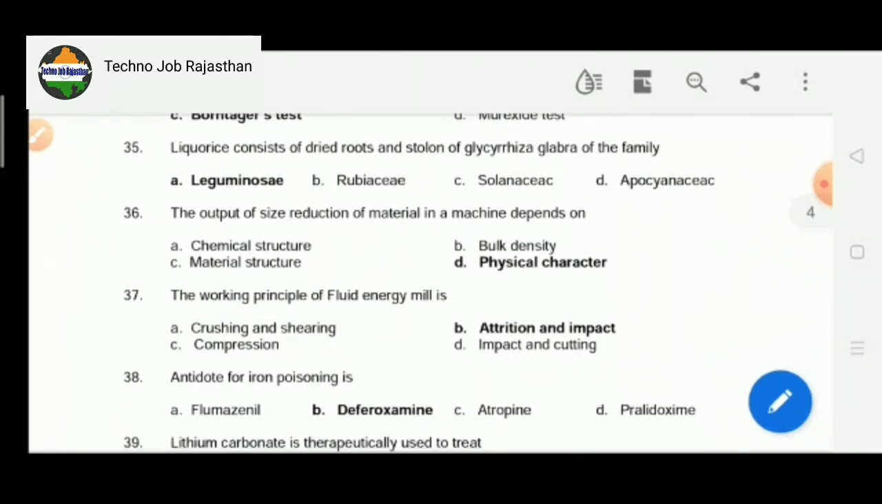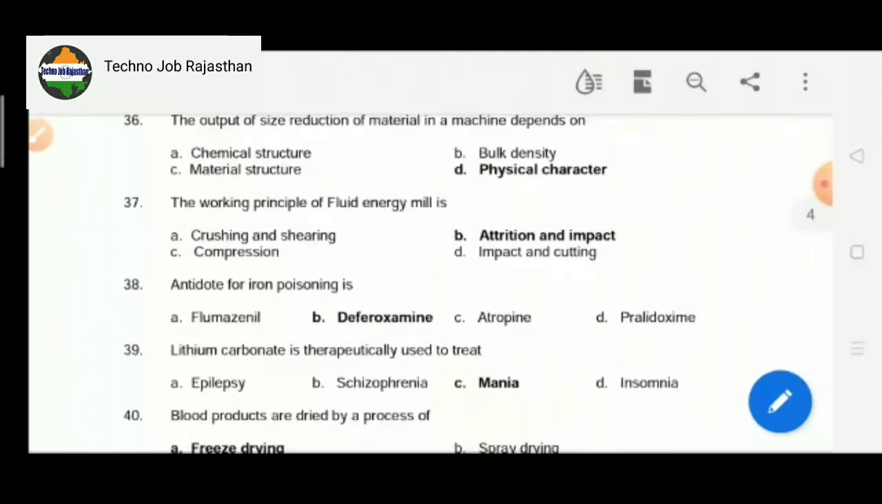Question number 36. The output of size reduction of material in a machine depends on: option A is chemical structure, option B is bulk density, option C is material structure, option D is physical character. So the correct answer is option D, that is physical character.